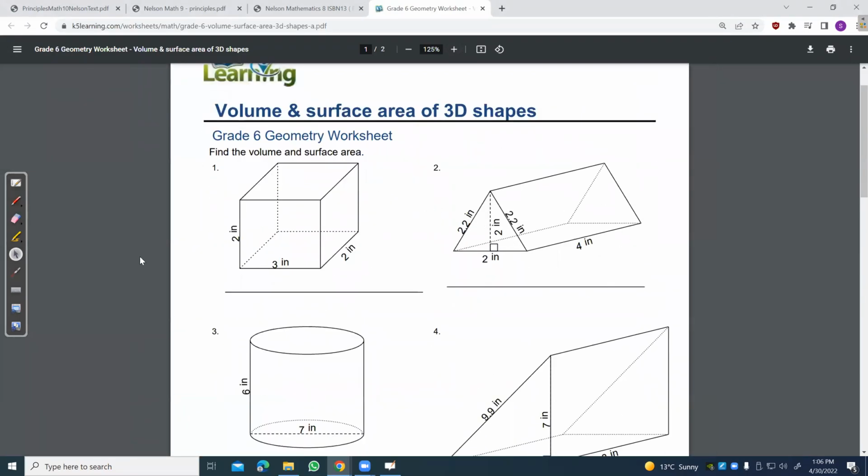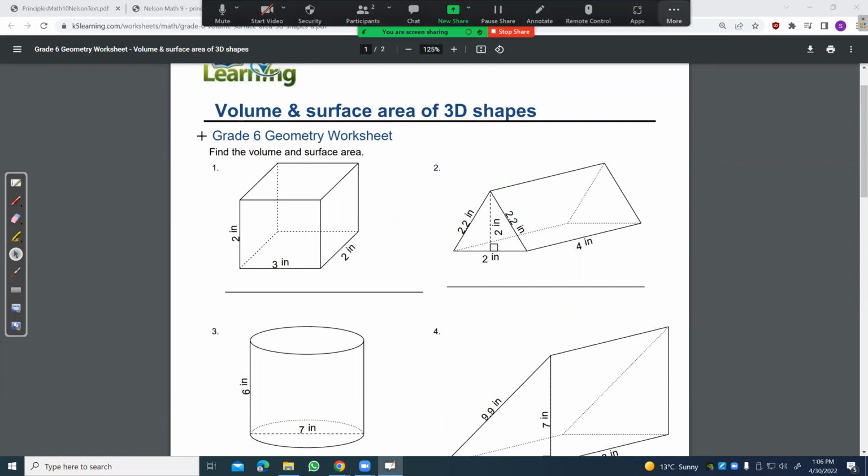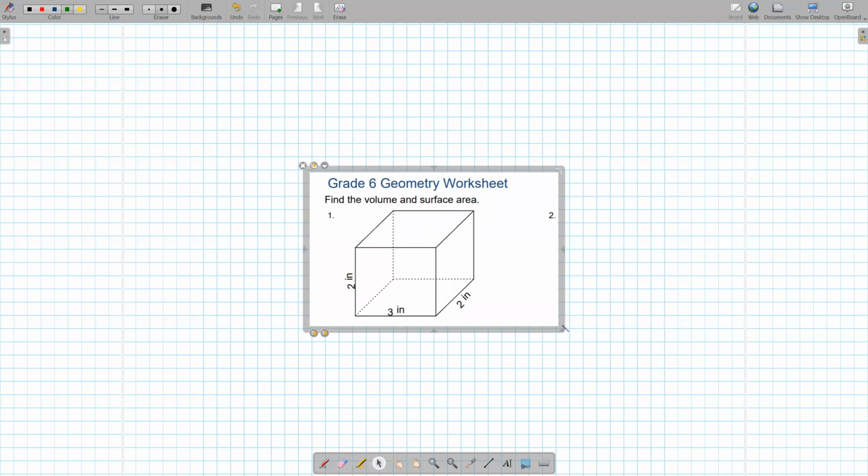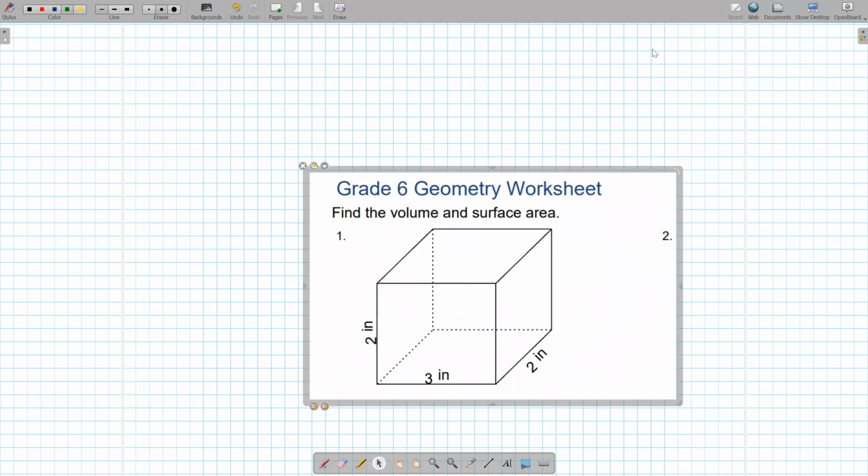All right, so let's look at this one. What is happening here? The first one, yeah, is a cube. Well, how do we find... Oh, it's not a cube actually.